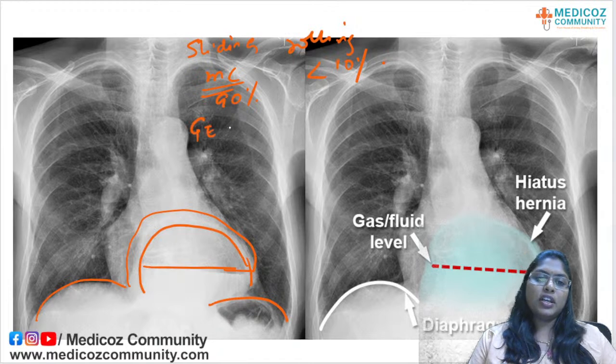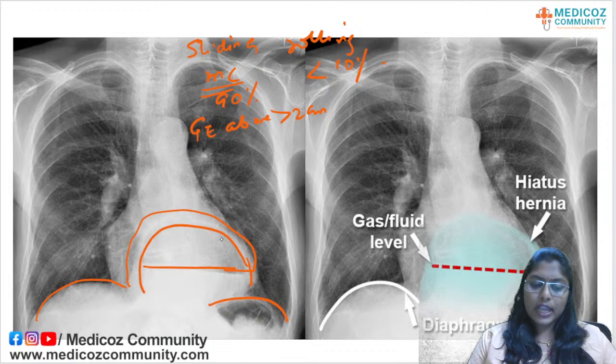The GE junction is above, or greater than 2 centimeters above, the esophageal hiatus. That means we are able to see the gastric folds. At least 3 or more gastric folds will be seen. Whereas in the rolling type, the GE junction is below.